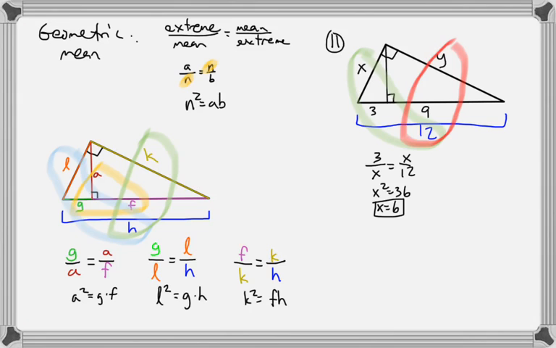For Y, it's the same thing. It's just going to use 9 instead of 3, the part that's closest to it. So Y is the geometric mean between 9 and 12. That's how you end up solving it. Square root of 108 ends up being 6 square root of 3.